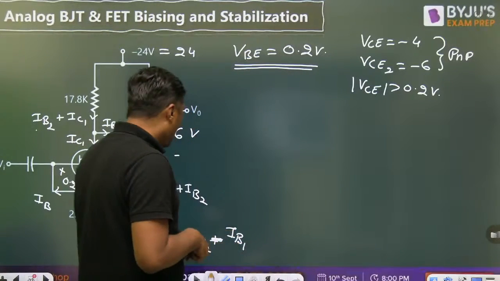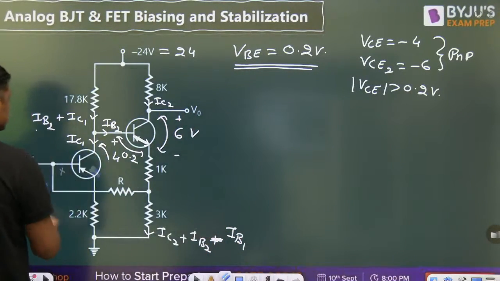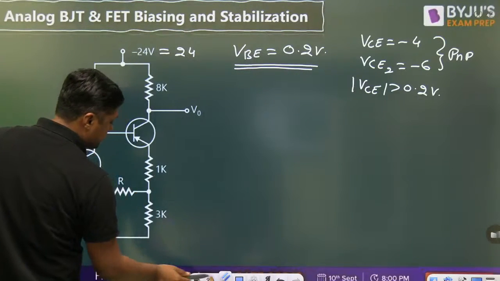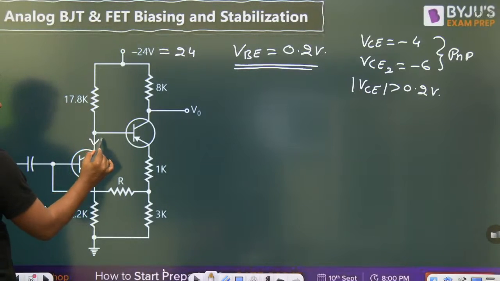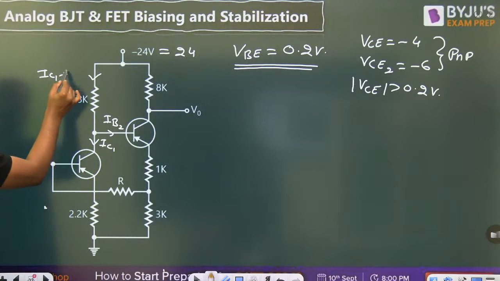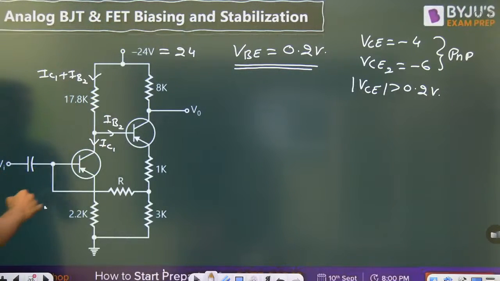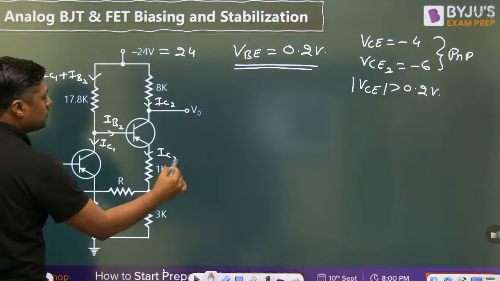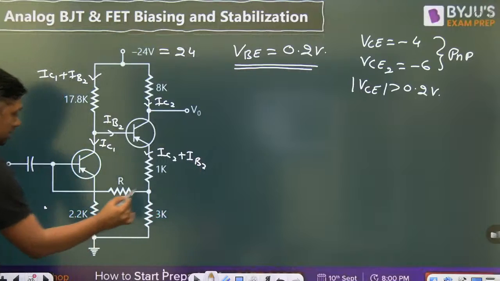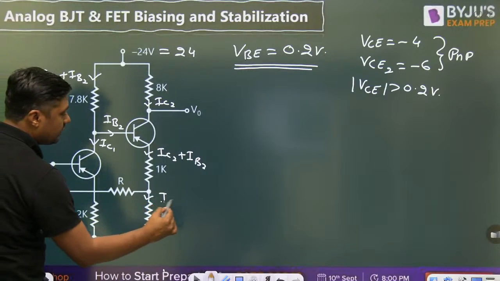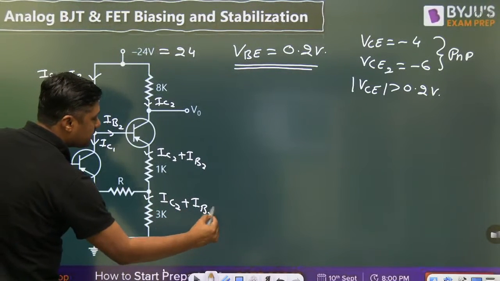Everyone tell me, if the current distribution is clear, you will be able to solve this question. So first of all, if you want to distribute the current, start from this. This is IC1. This is IB1. IB2. So what will be the current here? IC1 plus IB2. This is IC2. IB2. What is the current here? IC2 plus IB2. What is the current here? IB1. Then this current will become IC2 plus IB2 minus IB1.